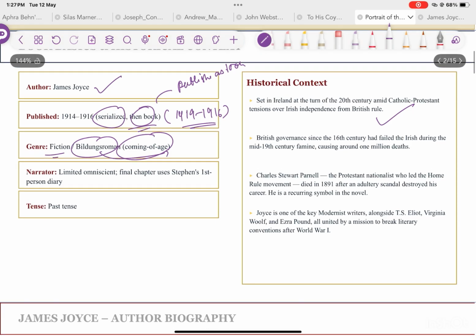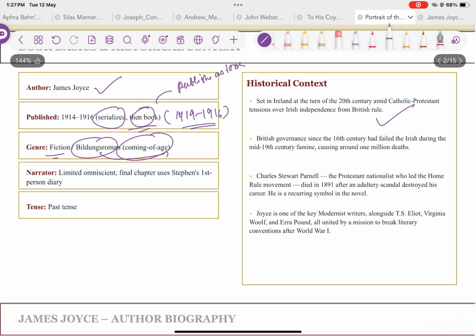And the British government since the 16th century had failed the Irish during the mid 19th century famine, causing around 1 million deaths. Basically, I wanted to say that England began extending control over Ireland from 1500 onwards, and over time, Irish land was taken by the British rulers, and Irish culture and language weakened, and many Irish people felt oppressed under British administration. The long colonial history created anger and nationalist feeling among the Irish population.